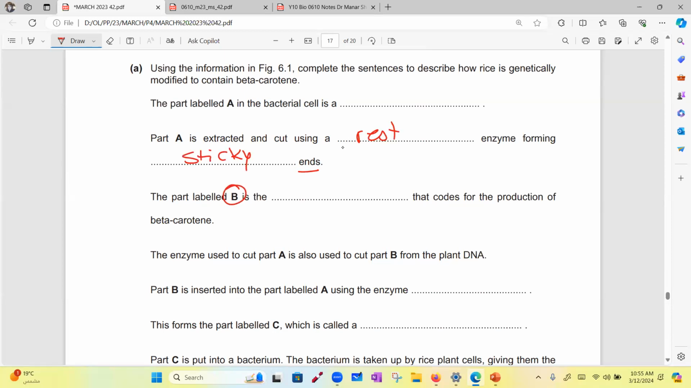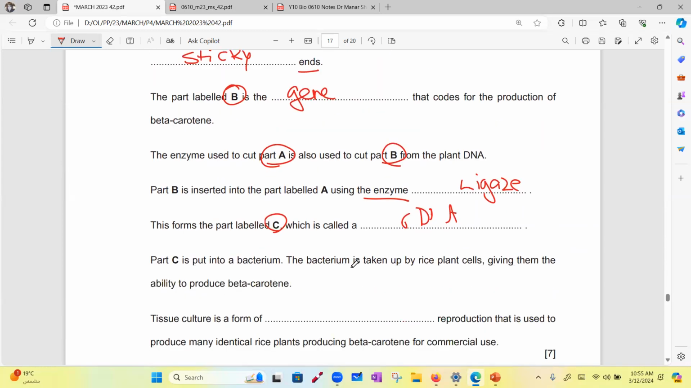The part labeled B is the part that codes for the production of beta carotene. Yes, it's a gene. And the enzyme used to cut part A is also used to cut part B. Part B is inserted using the enzyme. Excellent, ligase enzyme, that will fuse the two parts together. And this forms part C, which is the recombinant DNA. So this is the direct question also. Part C is put into a bacterium. The bacterium is taken up by the rice plant cells, giving them the ability to produce beta carotene.